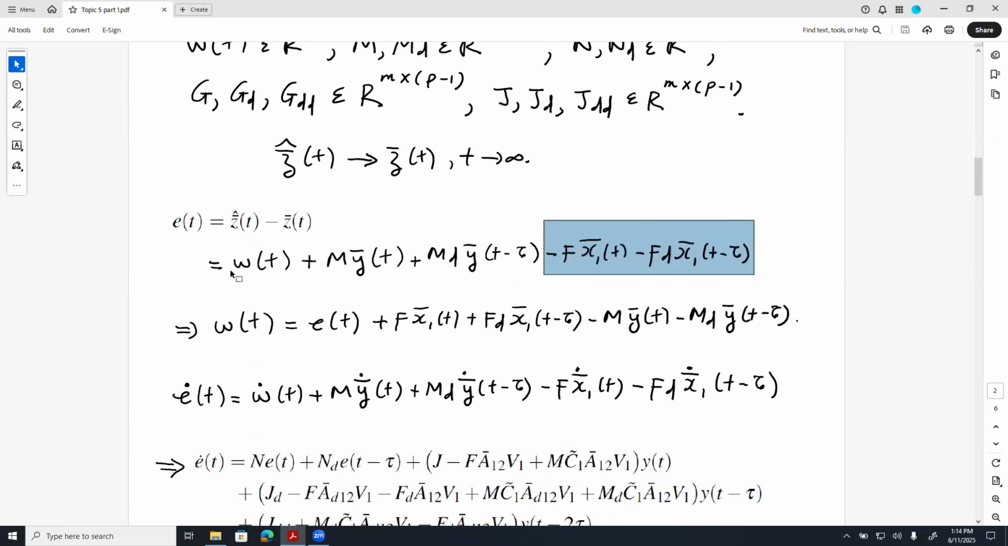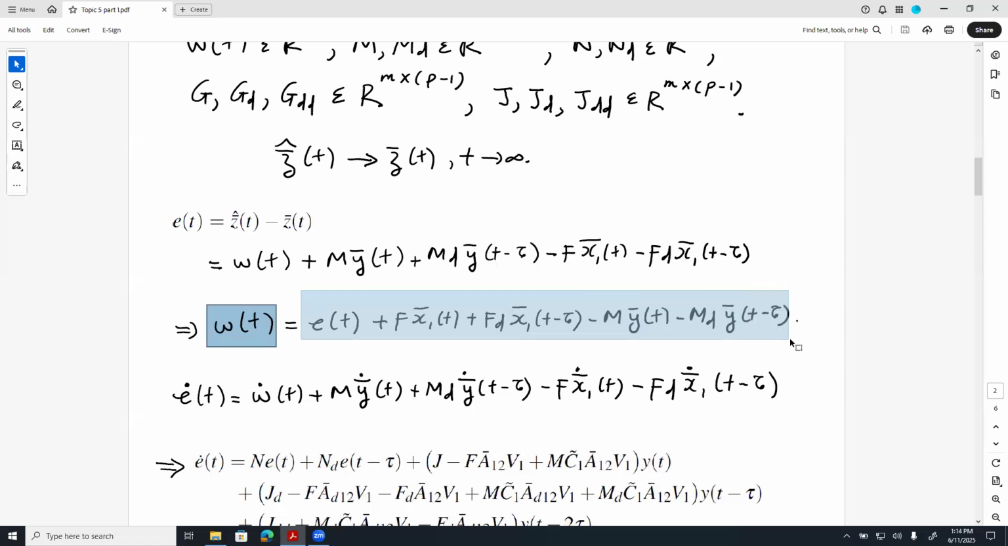And the terms in here correspond to z hat bar of t, which is the estimation. And when we have this kind of expression, we can always express this omega t in terms of the error vector and the rest of the terms there. That will be used for substitution later on when we derive the error dynamic equation.